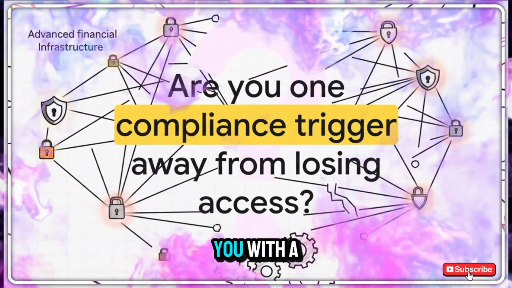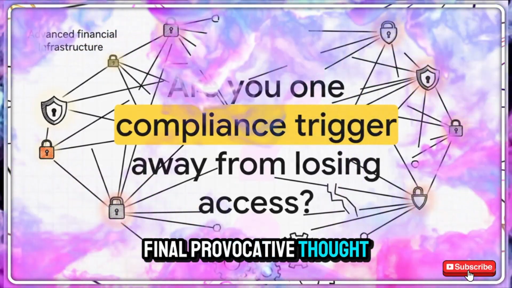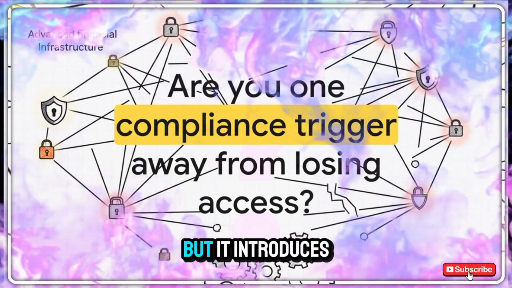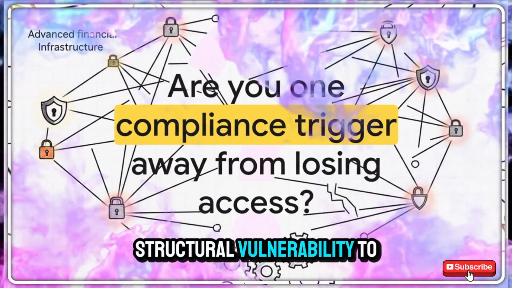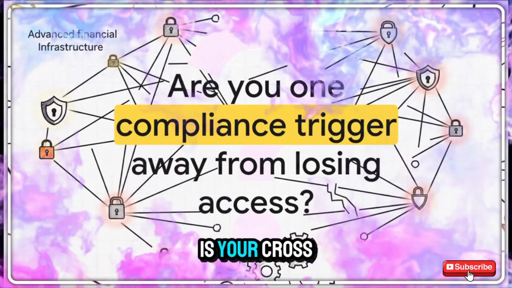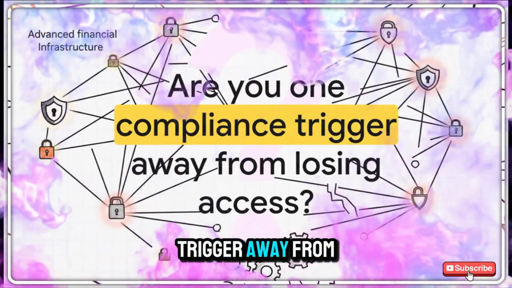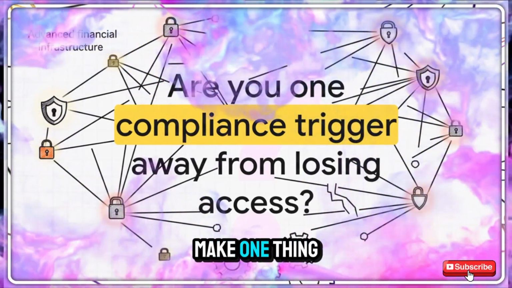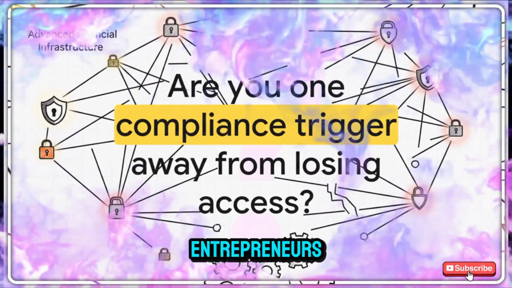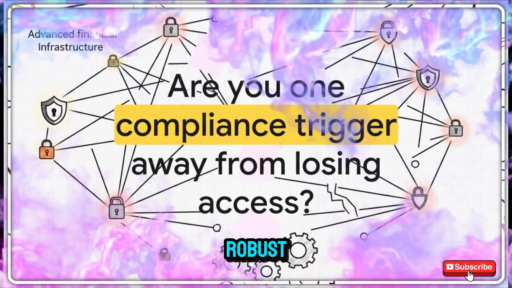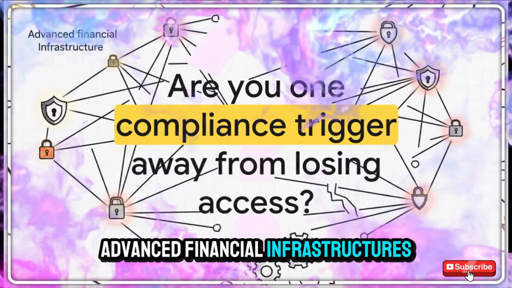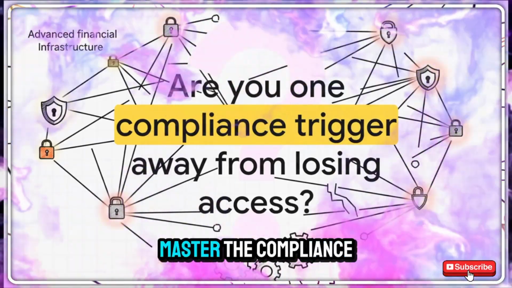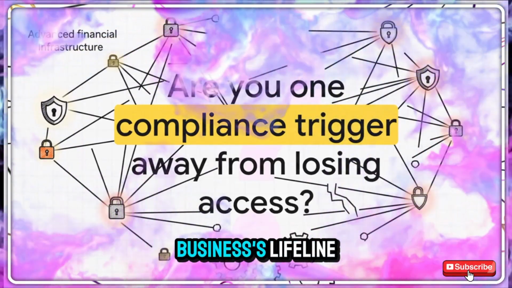I want to leave you with a final provocative thought. Relying on simple, highly automated accounts might feel really efficient today, but it introduces a massive structural vulnerability to your operations. Is your cross-border business one compliance trigger away from losing its financial access? The insights from this analytical report make one thing abundantly clear. International entrepreneurs must proactively establish robust, advanced financial infrastructures long before a crisis forces them to. Embrace the friction, master the compliance mechanisms, and secure your business's lifeline.